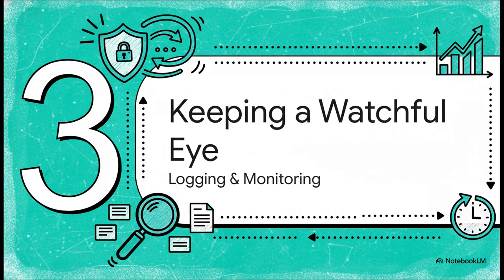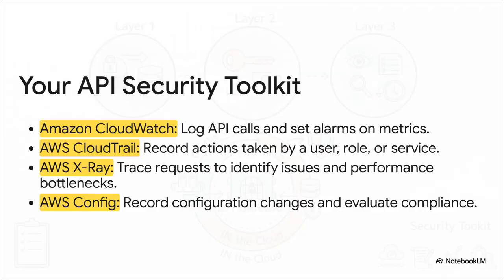All right, we've encrypted our data, we've locked down access, but we are not done yet. For our third layer, we have to talk about visibility, because at the end of the day, you can't secure what you can't see. And AWS gives you an amazing toolkit for this. Think of CloudWatch as your security guard in the watchtower, logging calls and setting off alarms if it sees something weird, like a sudden spike in errors.